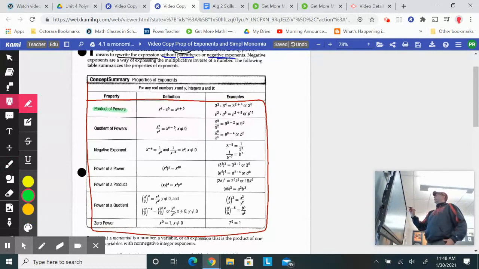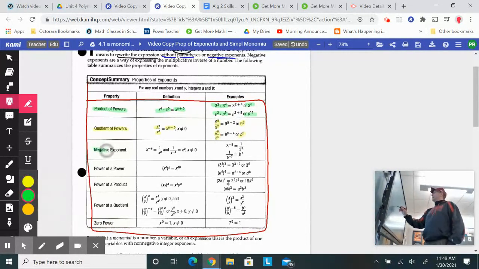Product of powers. Product means multiply, right? Powers. So you're multiplying together. Notice the x's, the bases are the same, and you add the exponents. Then you have a bunch of examples over here of what that looks like. So product of powers. Then you have a quotient of powers. Quotient means divide. You have the same base, x divided by x. You take their exponents and you would subtract them. So look at the examples that are over here.